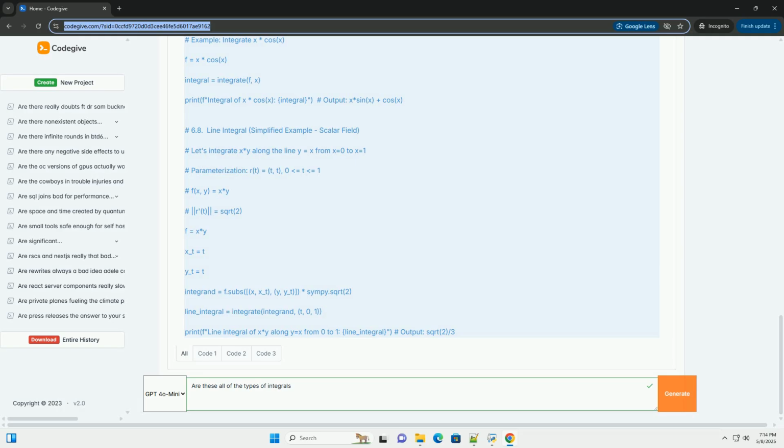Triple integral: ∭_V f(x, y, z) dV, where V is a region in 3D space and dV is the volume element, which can be dx dy dz, dz dx dy, etc. The order of integration matters and should be chosen carefully based on the region of integration to simplify the problem.